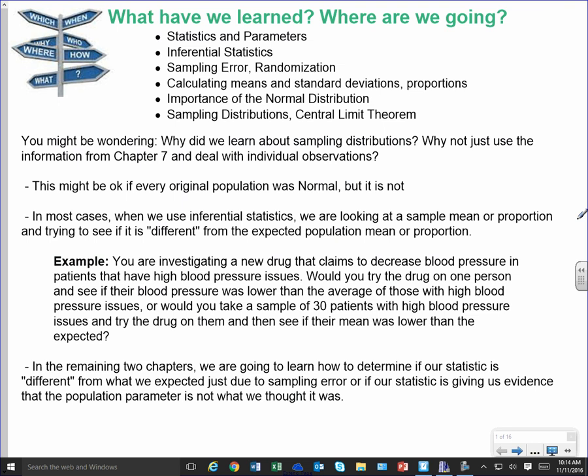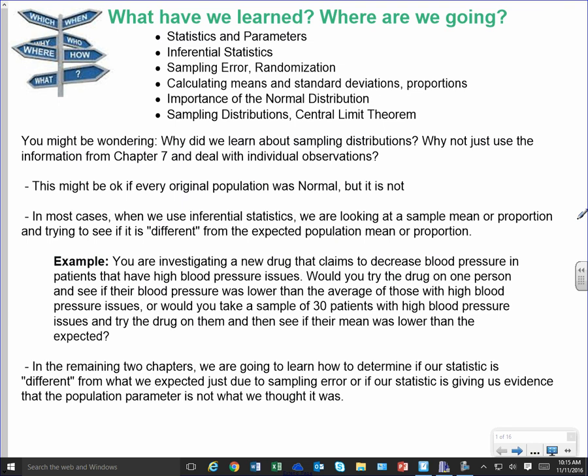For proportions, it was a little different. We just needed n times p times 1 minus p to be greater than or equal to 10, and then that would give us the evidence we needed to say we could use the normal distribution for the sampling distribution of p hat. All right.